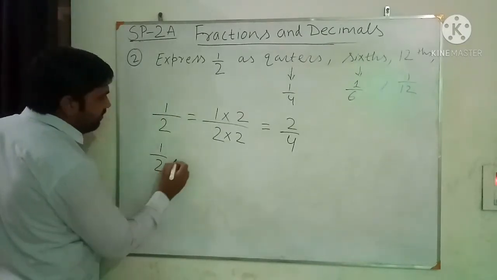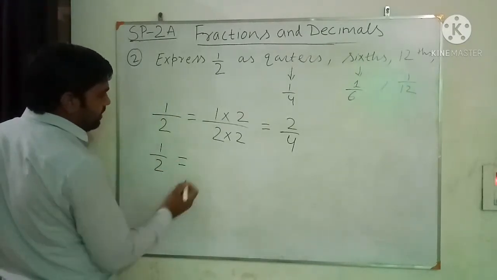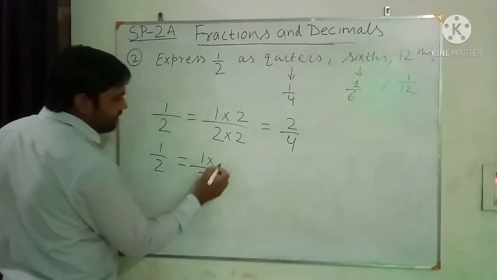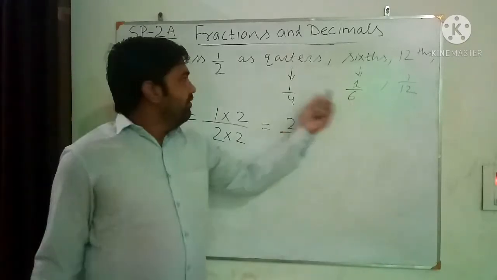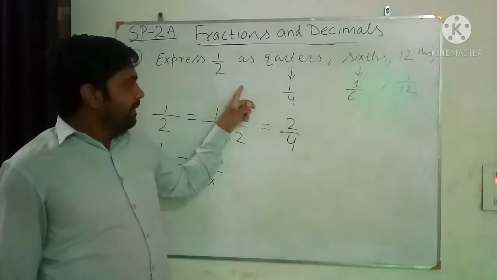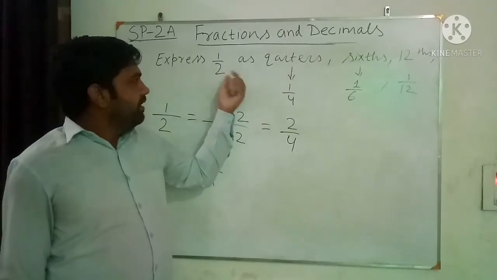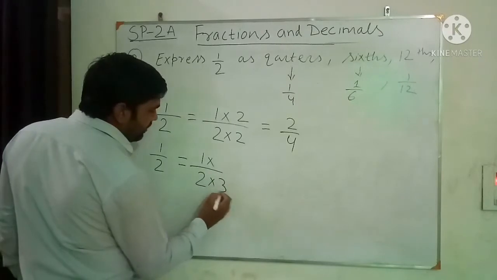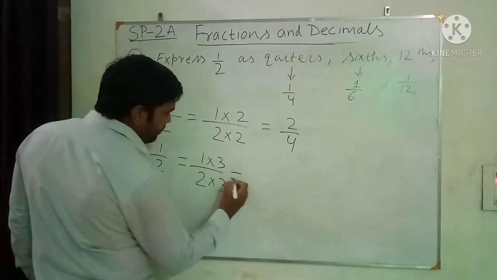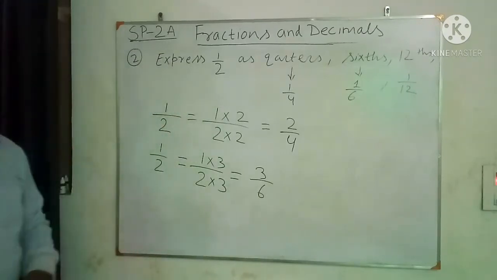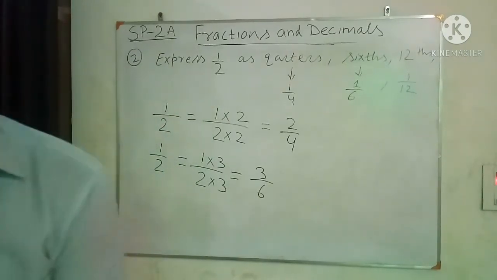Okay. In the next, see what we have to do. We have to express 1 by 2 as 1/6. So what do you multiply in 2 to get the denominator 6? We have to convert this 1 by 2 into the form of 1 by 6. So what do you multiply in 2 to get 6 in the denominator? That is 3. So multiply the numerator also. So what do you get? 1 3s are 3, 2 3s are 6. That is 3 by 6. Like this we have to do.